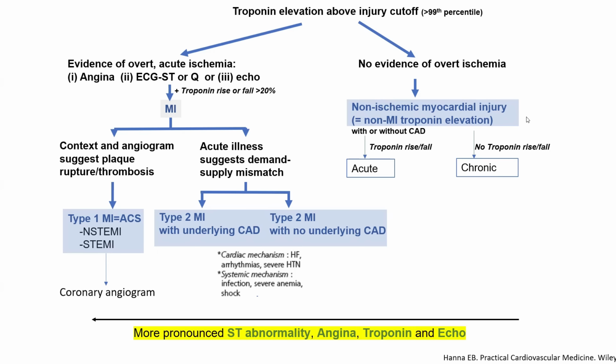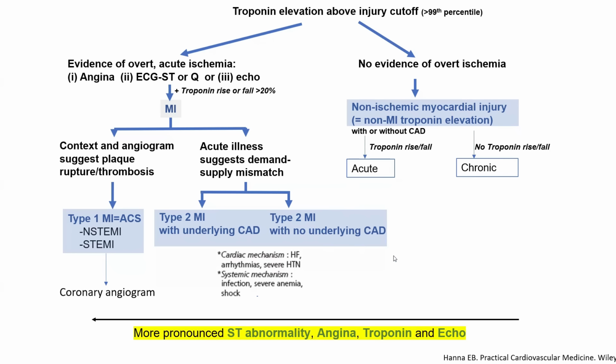And non-ischemic myocardial injury is divided into acute or chronic, depending whether we have a troponin rise and fall or not. So you can have troponin rise and fall in non-ischemic myocardial injury. It's just you don't have a clinical evidence of ischemia, none of those. And the chronic non-MI myocardial injury is usually seen in those patients with chronic illnesses, chronic severe anemia, chronic advanced CKD, chronic advanced heart failure, chronic cardiomyopathy.